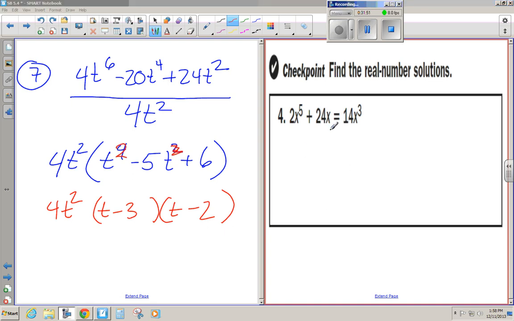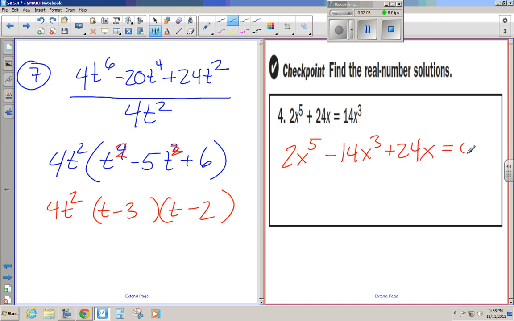All right, so first thing, we need to put this in standard form. 2x to the 5th minus 14x cubed plus 24x equals 0. So, looking at this, we go ahead and take out a 2, so we're dividing everything by 2. We're dividing everything by an x as well. And look at what it leaves us. A minus 7x.